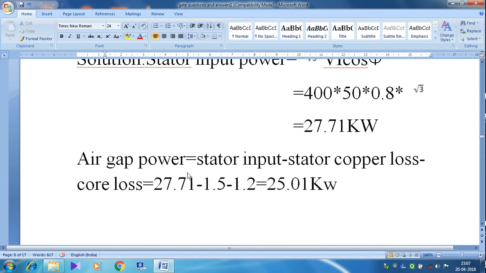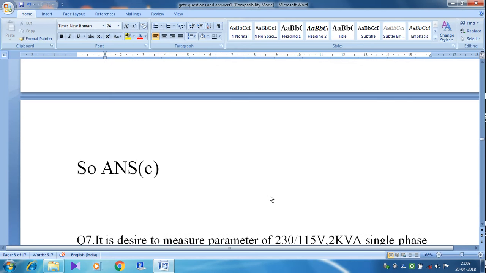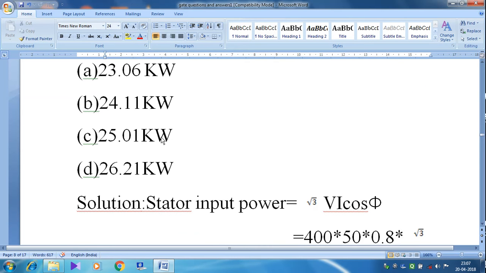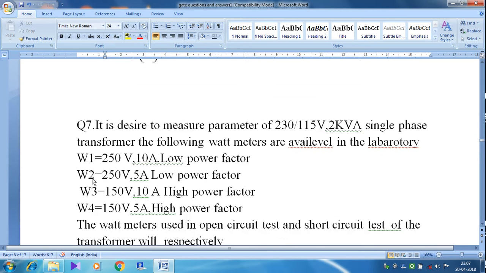So air gap power is stator input minus stator copper loss minus core loss, that is 27.71 minus 1.5 minus 1.2, that is 25.01 kilowatt. Answer is C. So let us see, yes, 25.01. Answer is C. Let us see the next question.